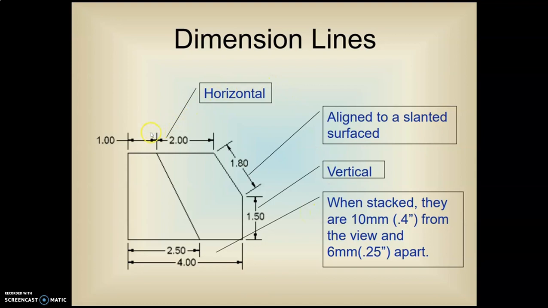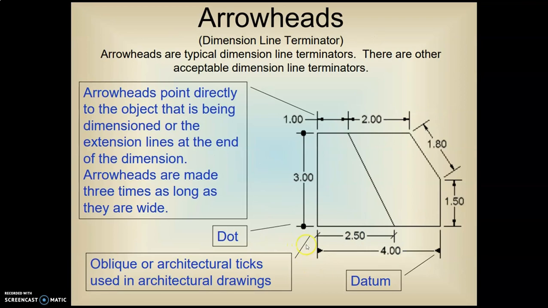Dimension lines can be horizontal, can be vertical, or they can be aligned, like this one here. When stacked, they're about 0.4 from the view and about 1/4 of an inch apart. We'll just eyeball those. We won't worry about exact numbers there. Arrowheads are typical dimension line terminators, but there are other ones.